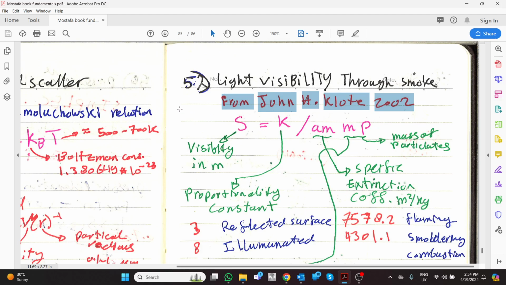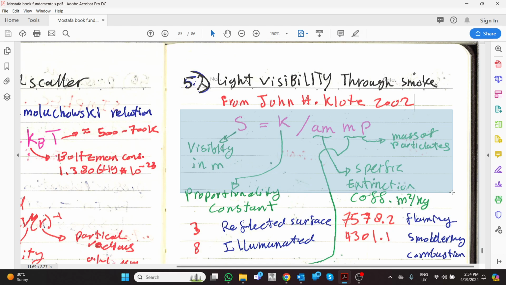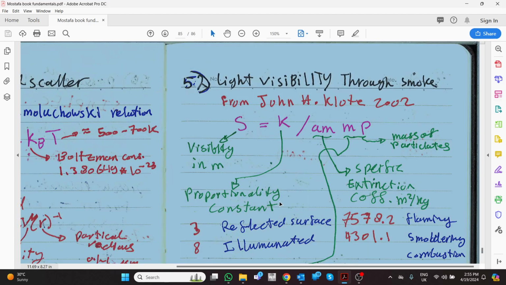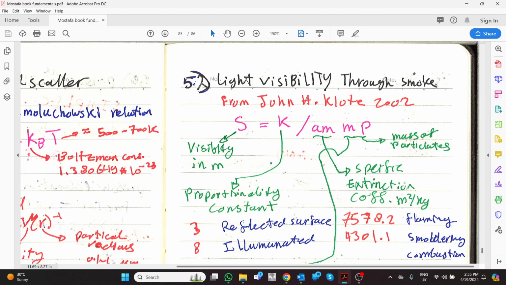There is a definition of the visibility in meter, how many meters you can see in front of you. It is equal to a proportionality constant divided by a specific extinction coefficient multiplied by MB, which is the mass of particles.